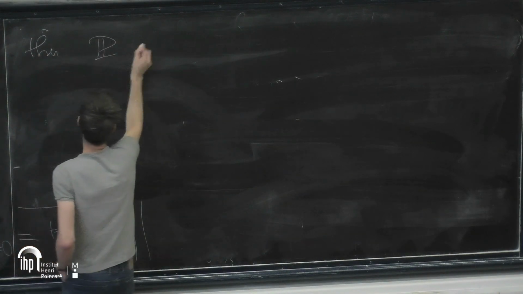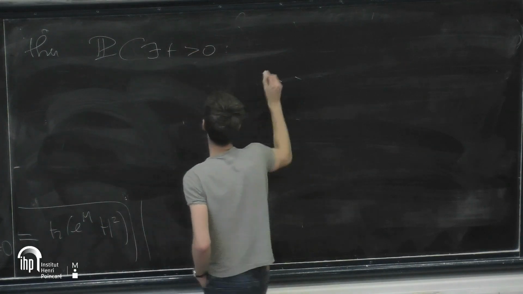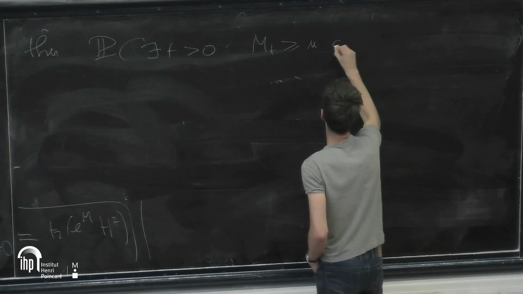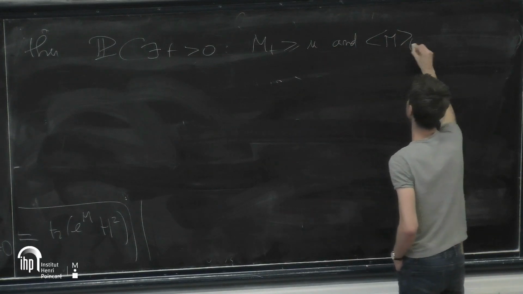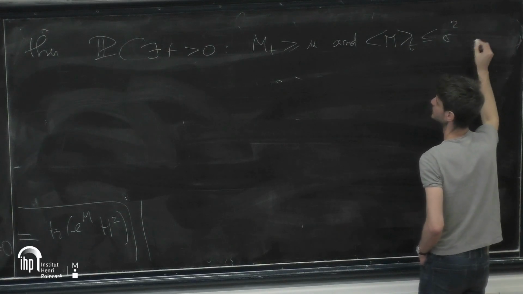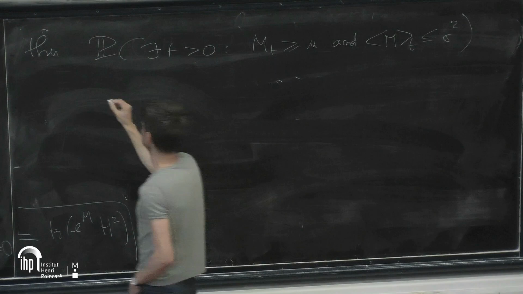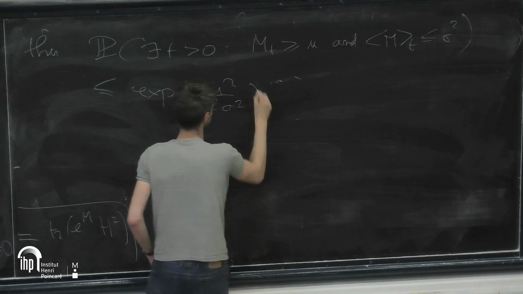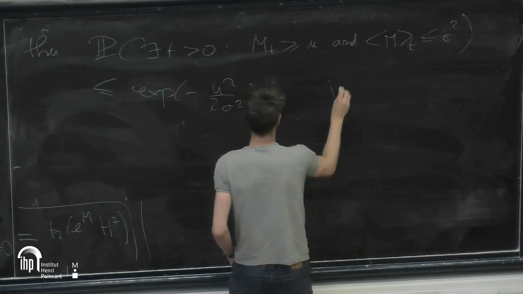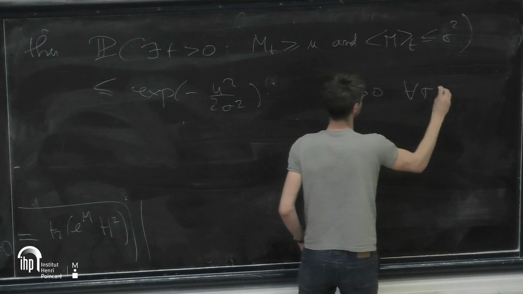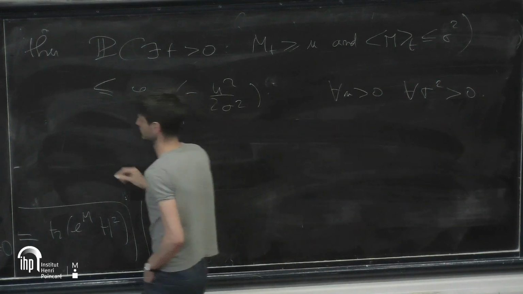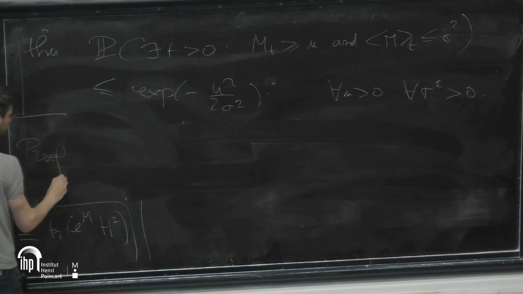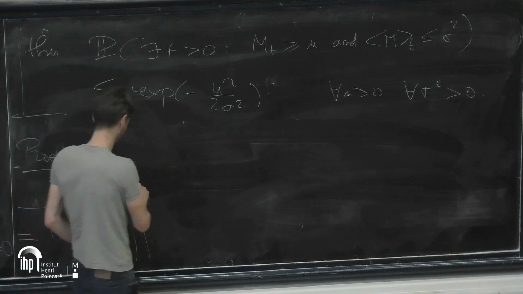Then the probability that there exists T positive such that MT is larger than U and the quadratic variation is less than sigma square is less or equal than exponential minus U square over 2 sigma square. And this is valid for every U positive. Okay, this is called Freedman inequality. Proof, maybe I won't do all the details.